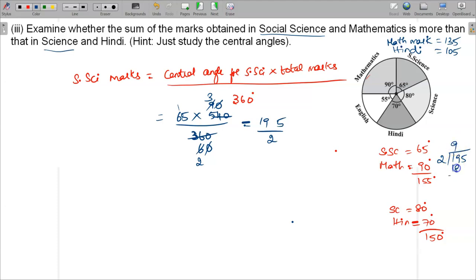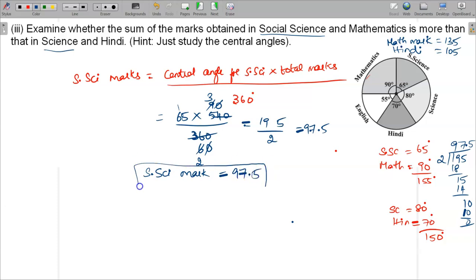9 2s are 18, balance is 1, 15. Okay, 7 2s are 14 and 1. So let me put the decimal point. So 0 here, 5 2s are 10. Okay, so it is 97.5. Okay, so social science mark is 97.5. Okay, so already math mark and Hindi mark I know. Now I have to determine the science marks.